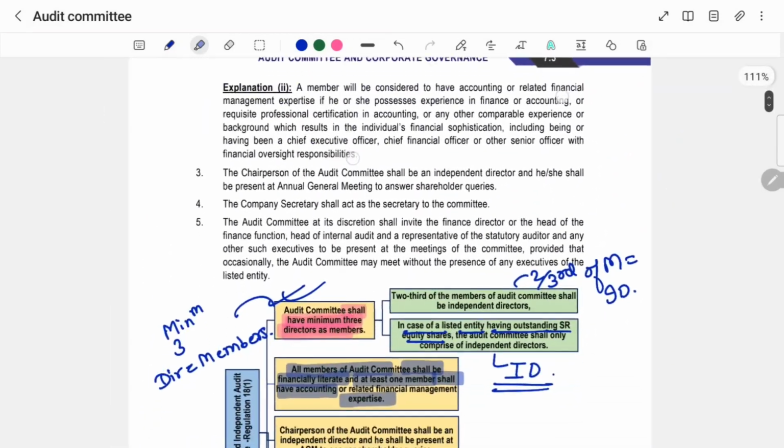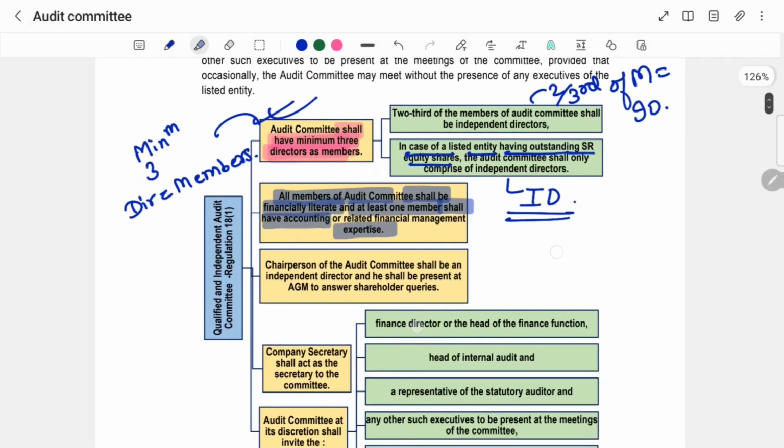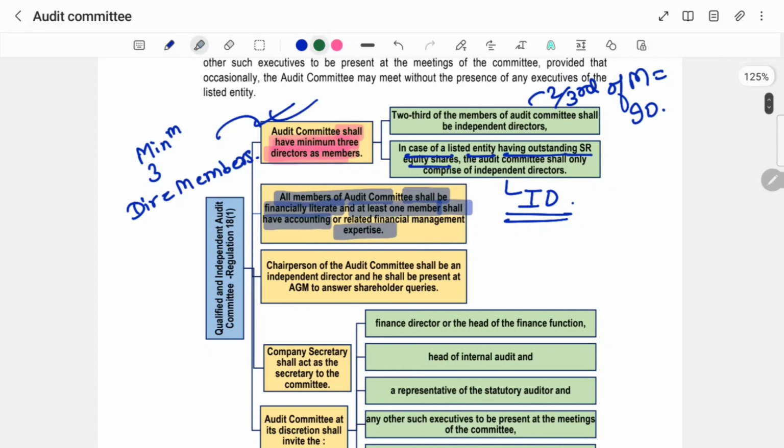Now if we come to the third point, the chairperson shall be an independent director and he or she shall be present at the AGM to answer shareholder queries. So here in the chart also it is given, the chairperson of the audit committee shall be an independent director and shall be present at the AGM to answer whose queries? Shareholder queries. So the second point was related to members being financially literate, and the third point is related to the chairperson.